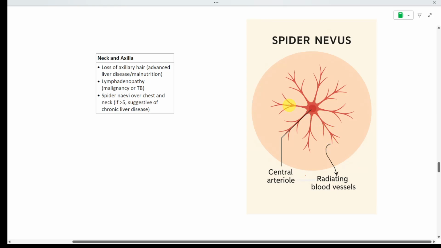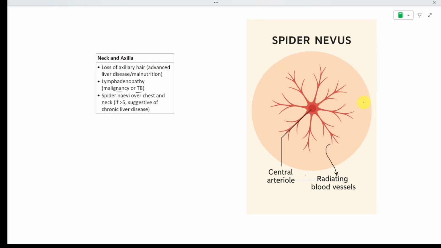Now in the neck and axilla, what you are looking for is loss of axillary hair. It is going to tell you about advanced liver disease or malnutrition as well. Also look for lymphadenopathy, which can tell you about any malignancy or TB. So in those cases you could get lymphadenopathy as well. Also look for the spider nevi.